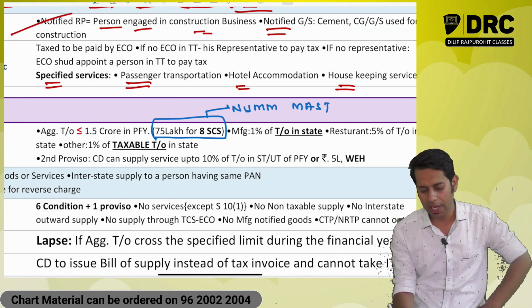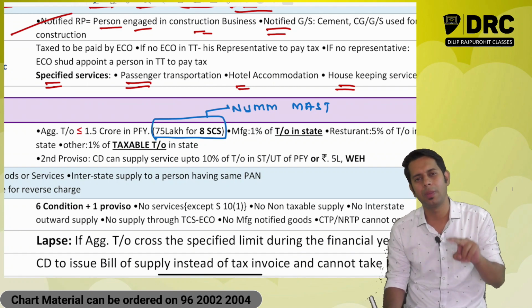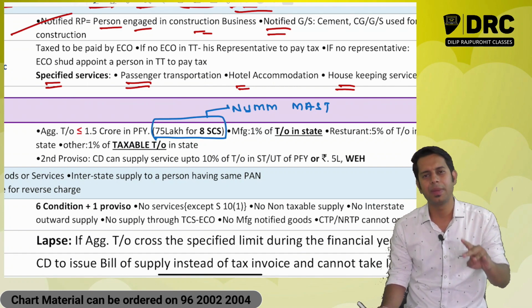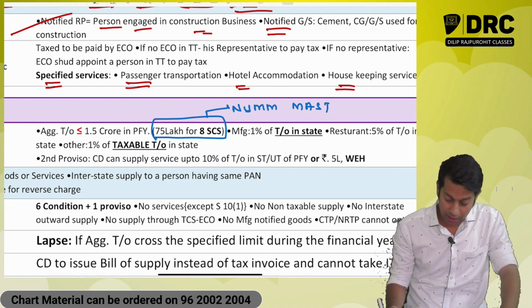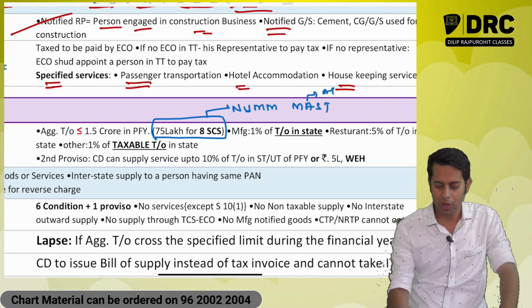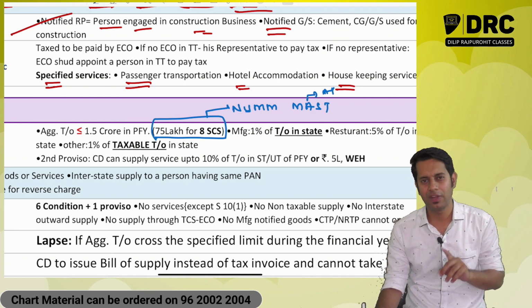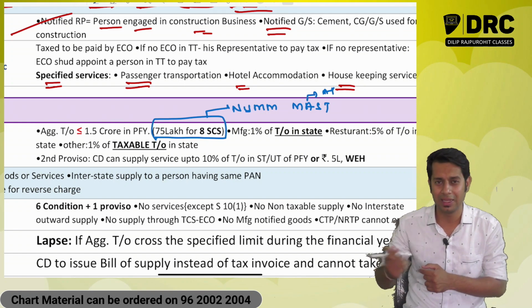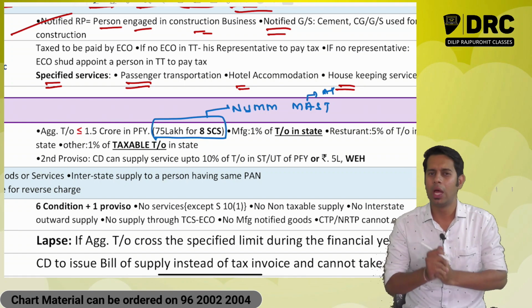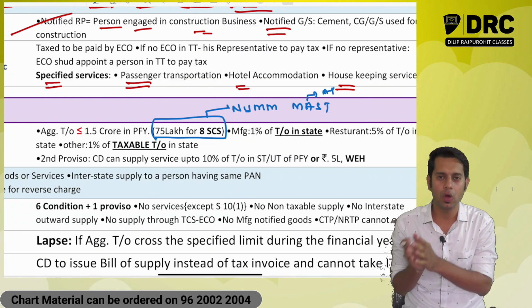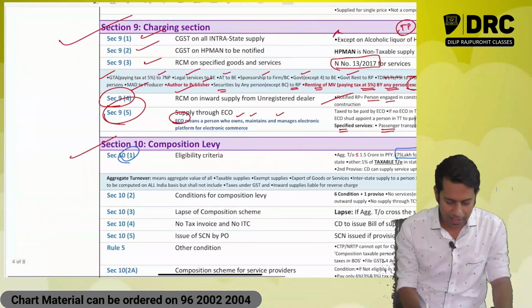Num must. N for Nagaland, U for Uttarakhand, M for Manipur, M for Meghalaya, M for Mizoram, A for Assam, S for Sikkim, and T for Tripura. A for Arunachal Pradesh, not Assam. For this num must, the limit is 75 lakhs. So if you are doing business in these special category states, for you the turnover limit will be 75 lakhs for composition scheme. Sir, what do you mean by aggregate turnover?